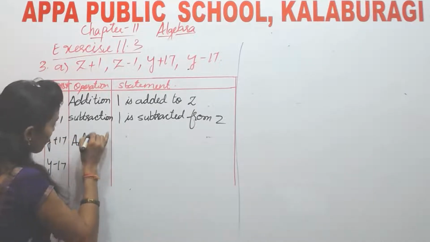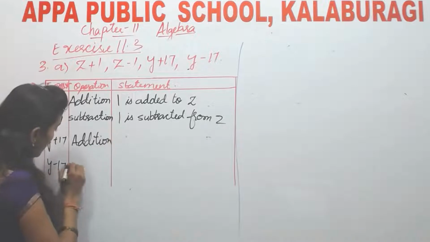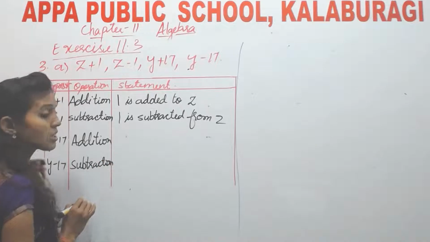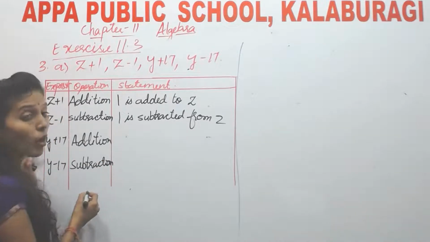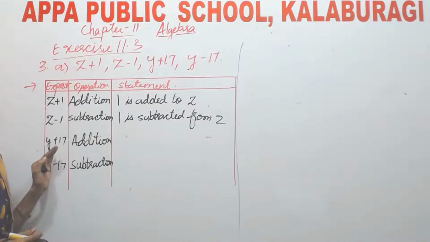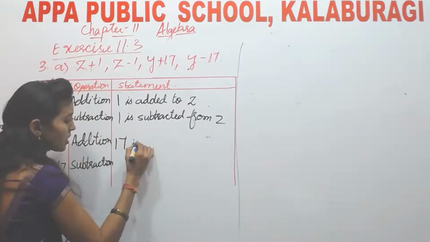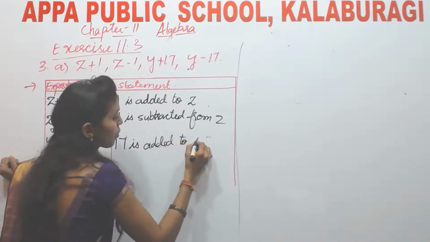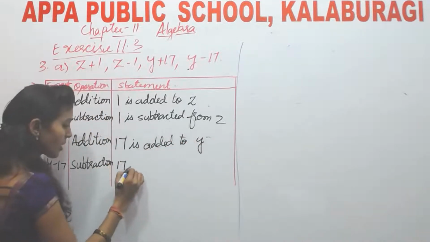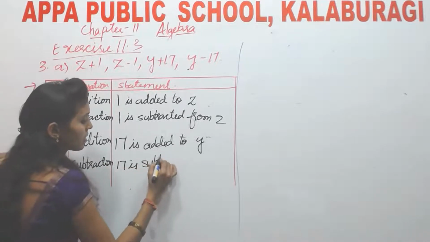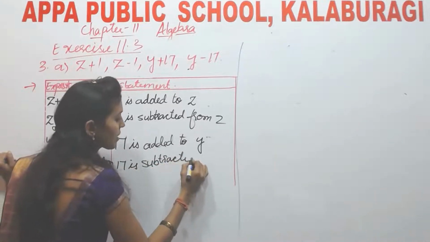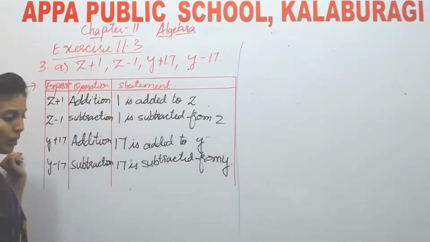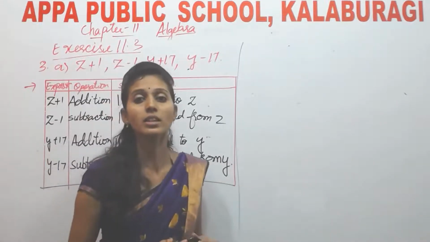Here the operation is addition. Here the operation is subtraction. What number is added here? 17 is added to y. Here 17 is subtracted from y. Okay, this is the way.